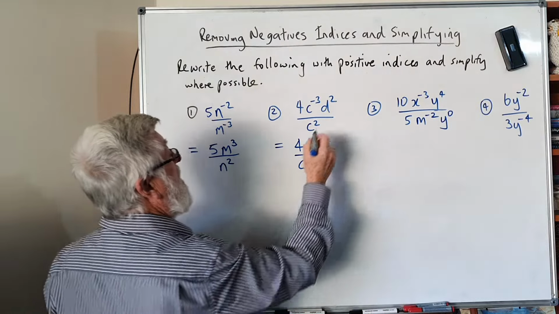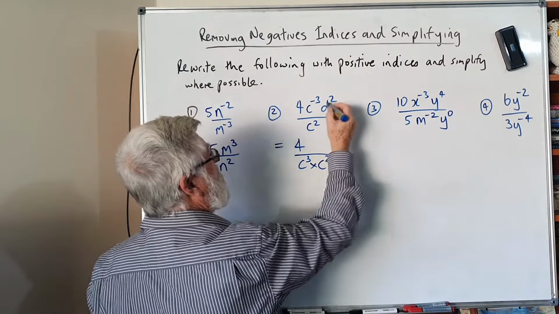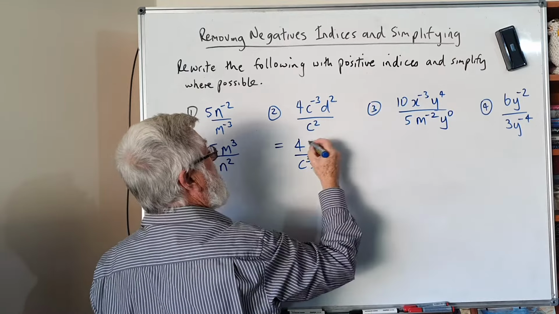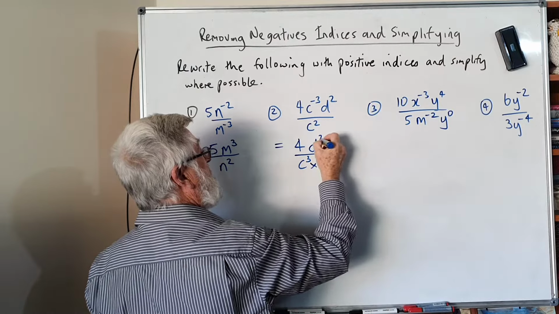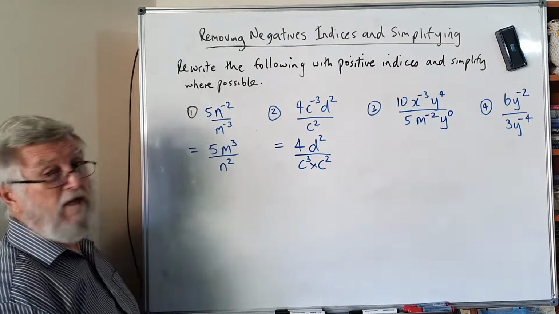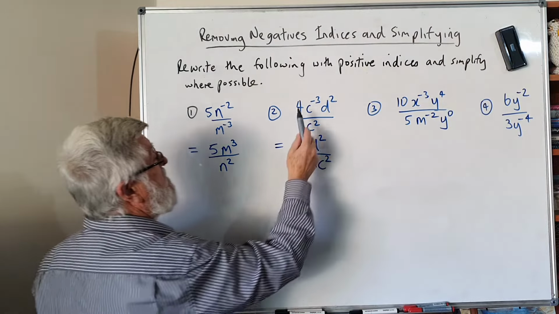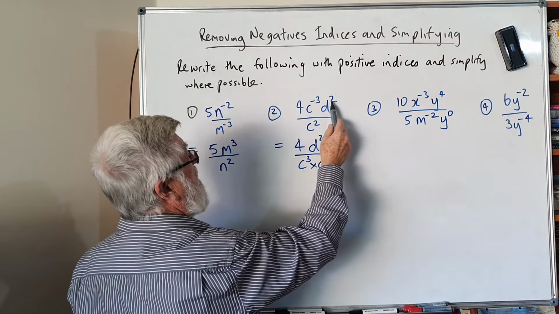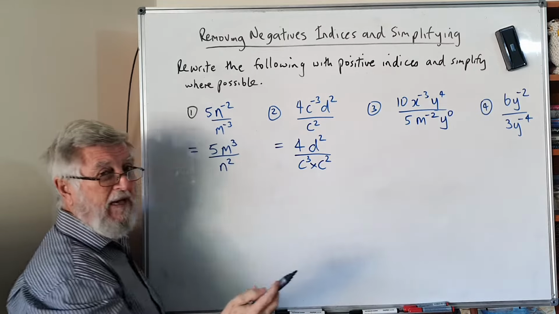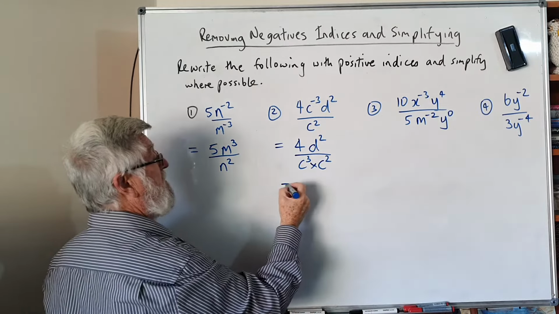Let's have a look at what happened here. This already had a positive index, so we can just leave that as the d squared. So the 4 didn't move. Again, the 4 is not affected by that. So that's basically the answer to the question, but there's one more trick to take place.